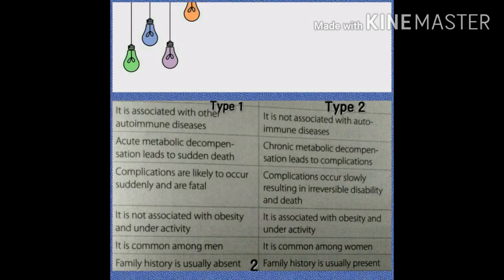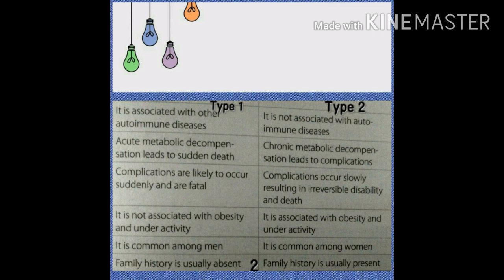Okay, in this slide we are seeing that type 1 diabetes is associated with other autoimmune diseases, and type 2 diabetes is not associated with any other kind of autoimmune disease. So what is autoimmune? When the body's immunity starts working against the body itself, it is known as an autoimmune disease.